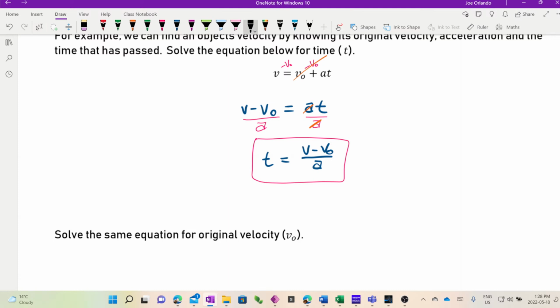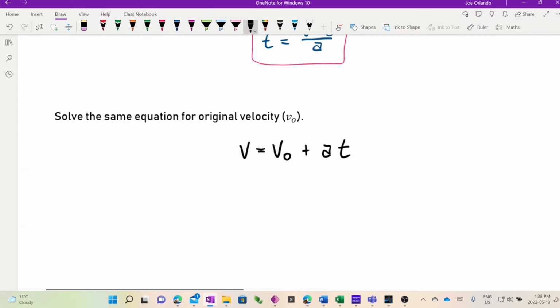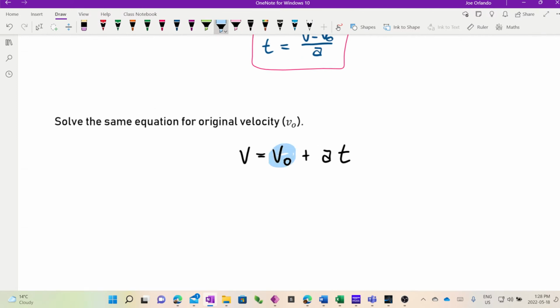I'll write the original equation, which is V equals VO plus AT. All right, what am I solving this for? VO. What do I do? Would it not be VO equals V minus AT? Beautiful. Yep, exactly right.